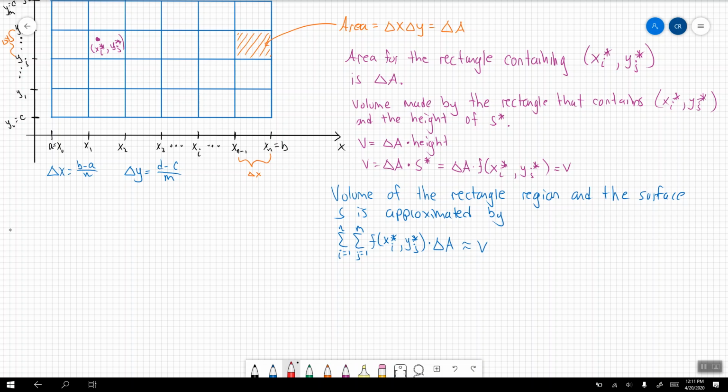So this is going to tell us that the volume that we're going to be looking for is the limit as n and m both go to infinity, and that's for the summation of i beginning at 1, stopping at n, j beginning at 1, stopping at m, for the function evaluated at all of the individual sample points multiplied by delta A.